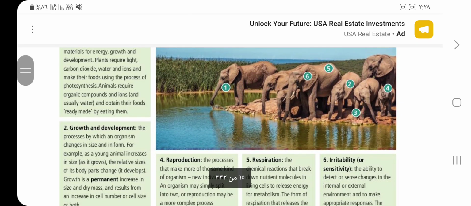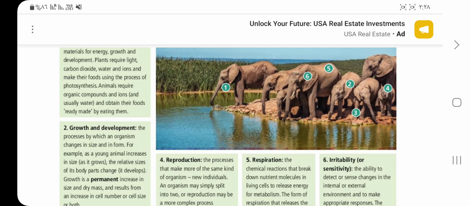But animals require organic compounds and ions and usually water, and obtain their food ready-made by eating it. So, can the elephant make its own food? No, it takes ready-made food by eating it.